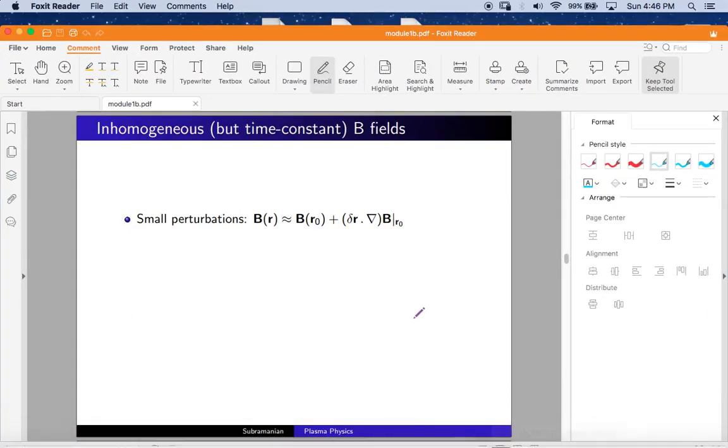So we're back now to talk about the effects of particle motion in time constant. In other words, these kinds of fields, magnetic fields, where the magnetic fields are allowed to be inhomogeneous in space. Okay, and in particular, we will talk about one kind of interesting drift called the gradient of B drift.